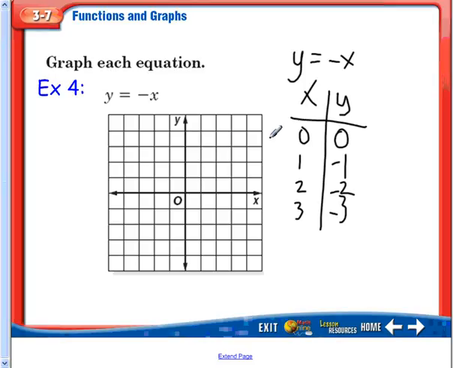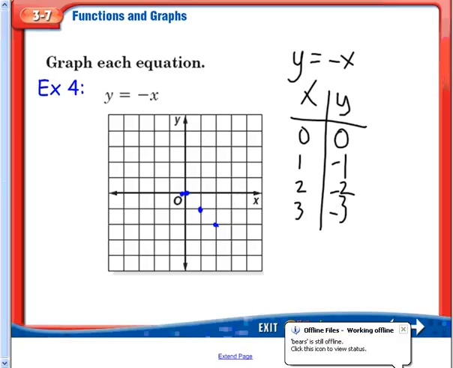So I can go ahead and graph these points. I know I have 1 point right at the origin, 0, 0. Then I'm going to go right 1, down 1. Right 2, down 2. And I'm going to go right 3, down 3. Right 1, 2, 3, down 1, 2, 3.